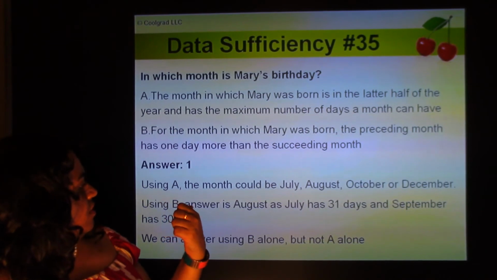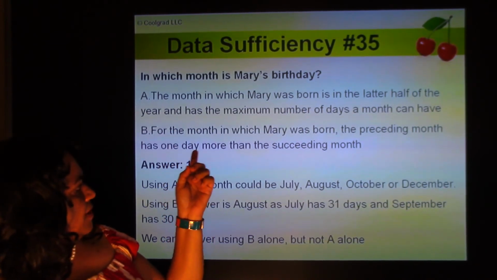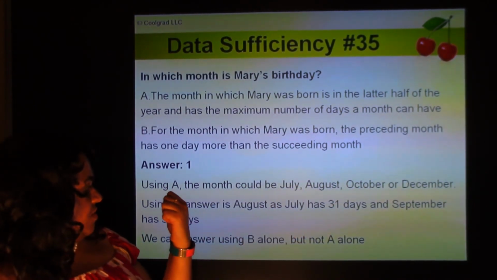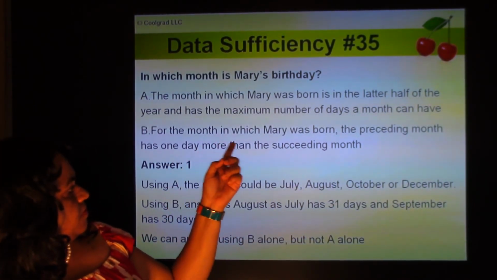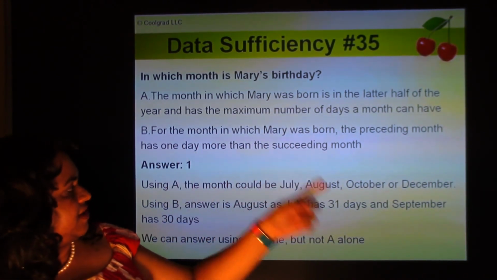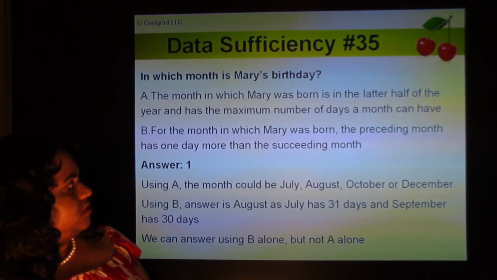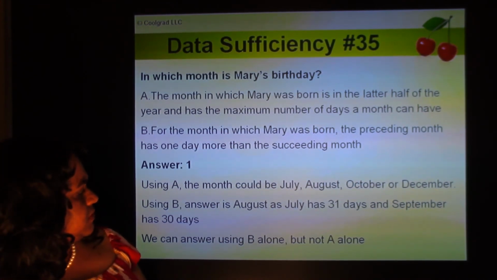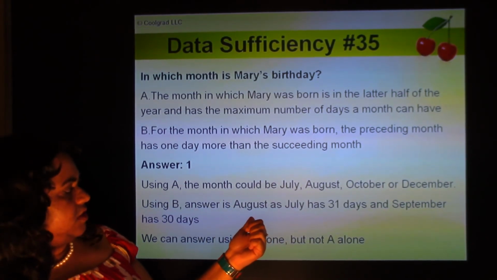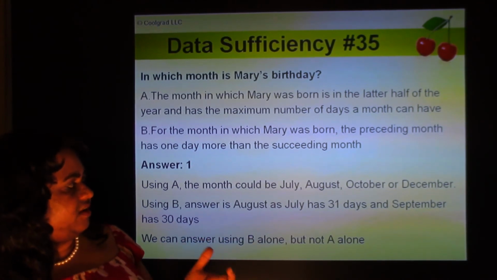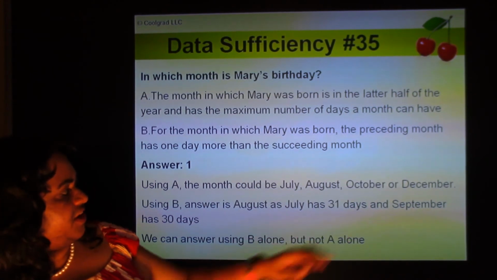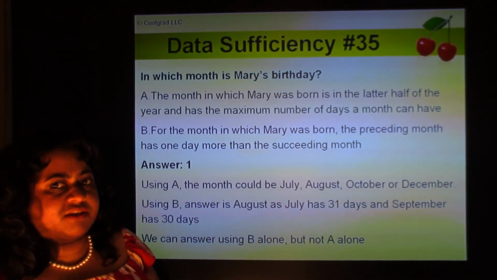Using statement B alone, we can't arrive at a unique solution using statement A alone. For the month in which Mary was born, the preceding month has 1 day more than the succeeding month. So the month can only be August. Only for August, the preceding month has 31 days, and the succeeding month has 30 days, right? Can you think of any other month?